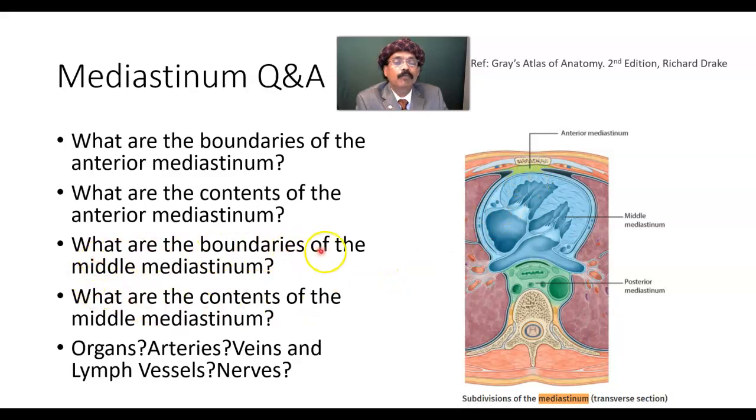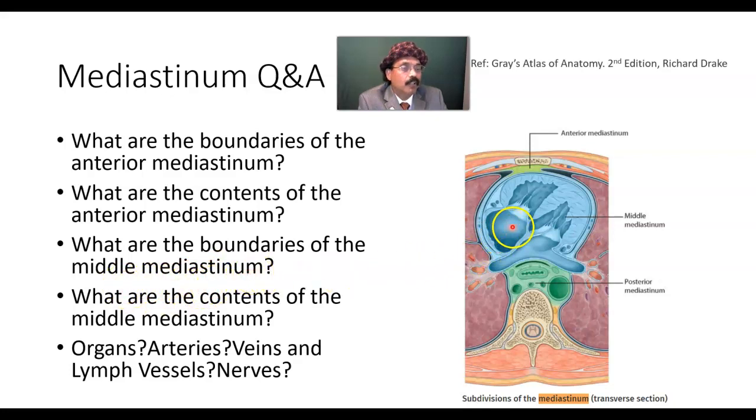Now, what are the boundaries of the middle mediastinum? These are the structures of the middle mediastinum. This is anterior mediastinum, this is posterior mediastinum. Boundary anteriorly anterior mediastinum, posteriorly posterior mediastinum. On each side, mediastinal pleura. Okay, below we'll get the diaphragm. Okay, we got the boundary here.